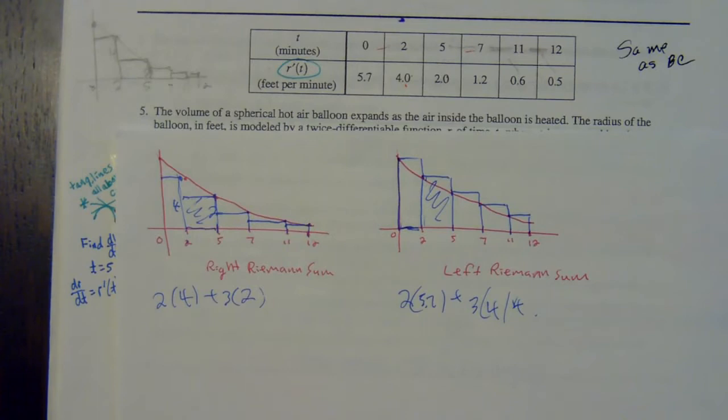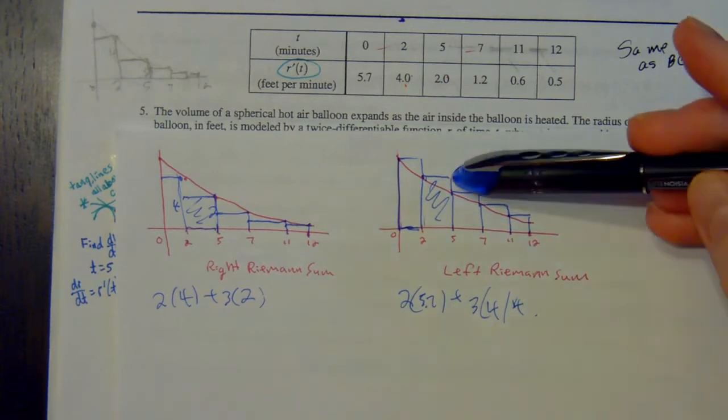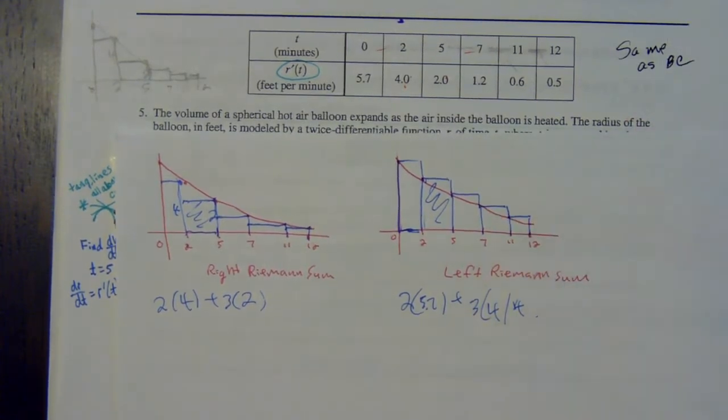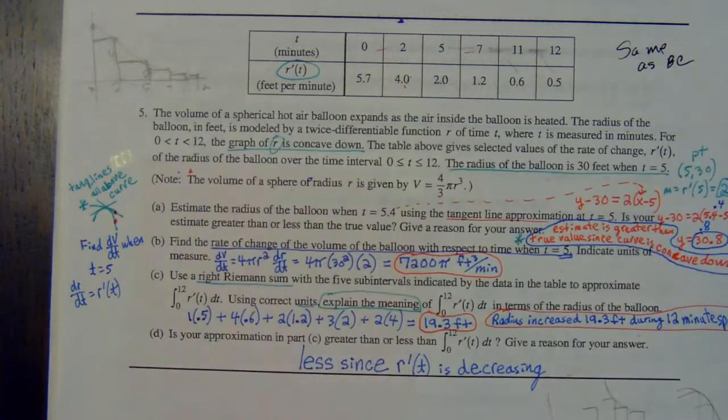Now, I always used to draw the pictures. It helped me until I came across a problem one year where part of the graph was above and part went below. When it switched, I wasn't sure which height to use, and I got a little confused. Then I studied these patterns and realized you don't need the picture whatsoever to do a right or left Riemann sum. So let me share that with you.